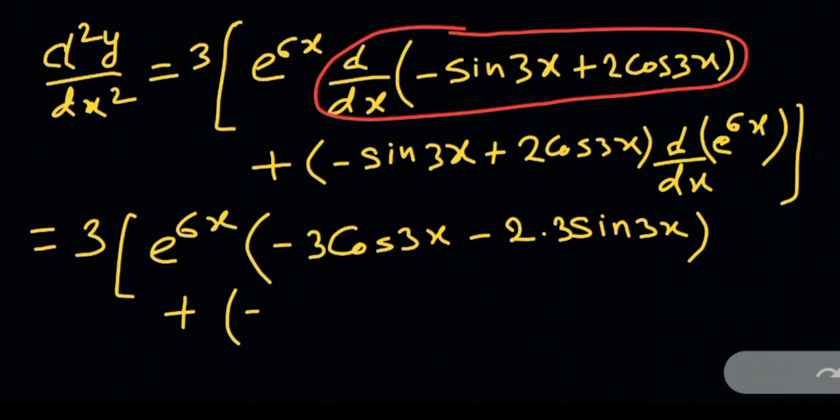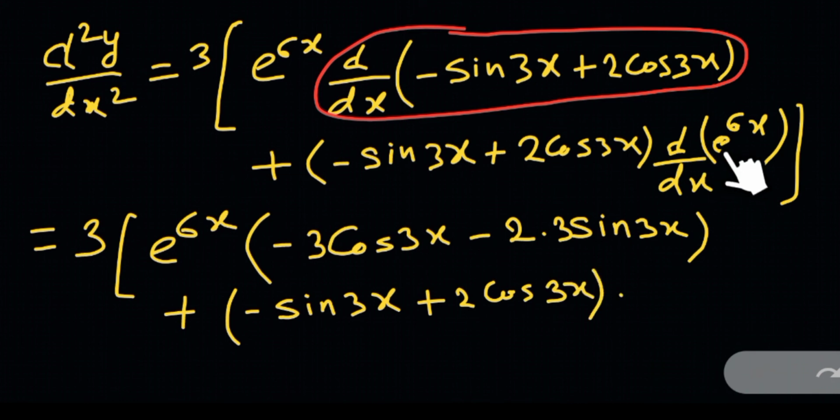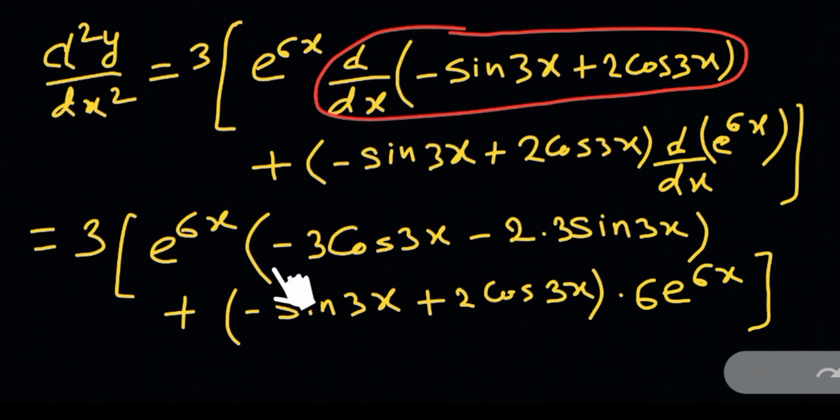So I will write this as it is, sin 3x plus 2 cos 3x, because this was v as it is, and the derivative of e to the power 6x. So e to the power 6x derivative will be e to the power 6x, and then the derivative of 6x with respect to x using the chain rule is 6. I am using the chain rule. Okay, using the chain rule I derived it like this.